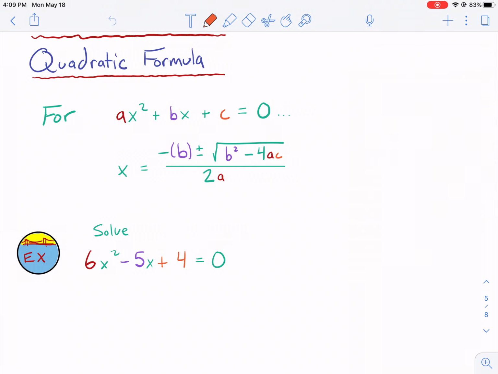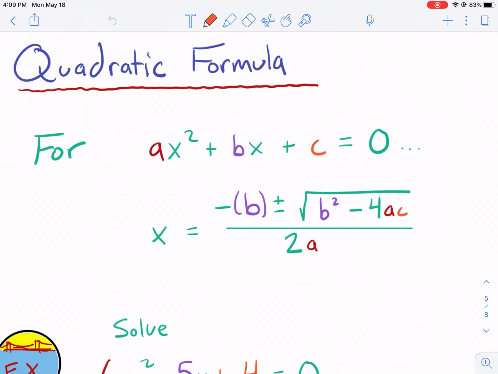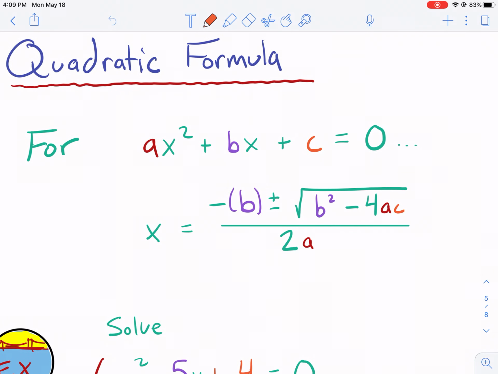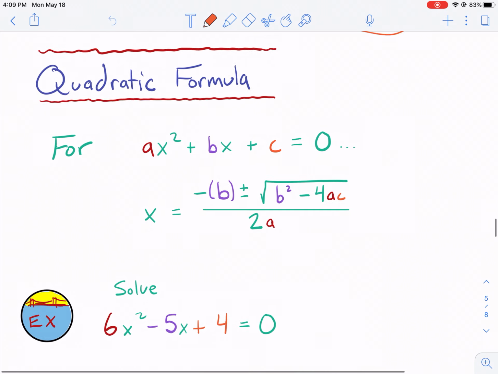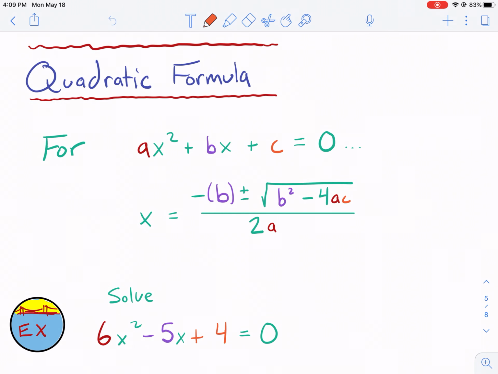Today we're going to be doing section 8.2, which is the quadratic formula. So let's go ahead and get started. It says for ax squared plus bx plus c, that's any quadratic equation, set equal to 0, we can find the value of x by using this.